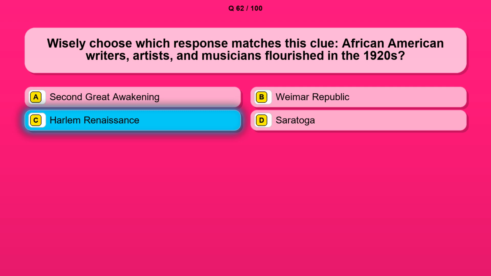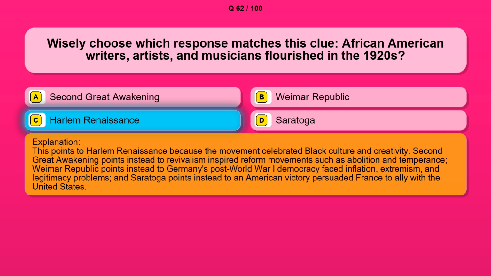The correct answer is option C, Harlem Renaissance. This points to Harlem Renaissance because the movement celebrated black culture and creativity. Second Great Awakening points instead to revivalism-inspired reform movements such as abolition and temperance. Weimar Republic points instead to Germany's post-World War I democracy faced inflation, extremism, and legitimacy problems, and Saratoga points instead to an American victory persuaded France to ally with the United States.